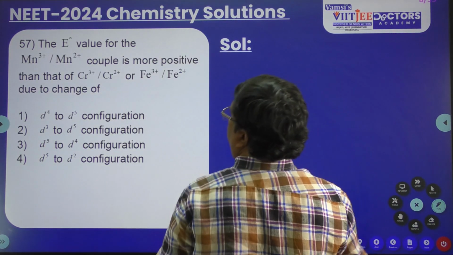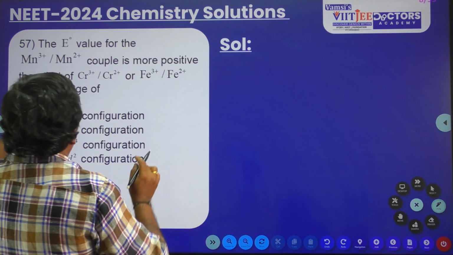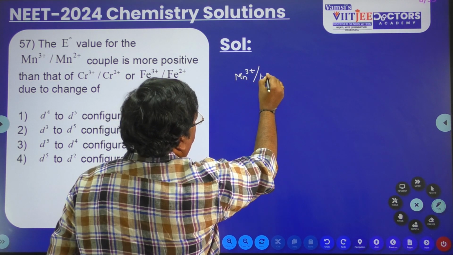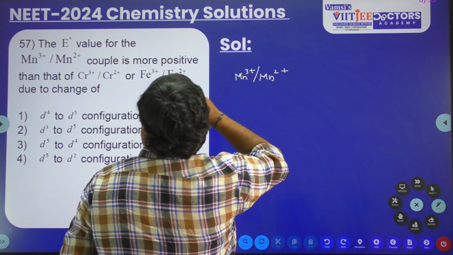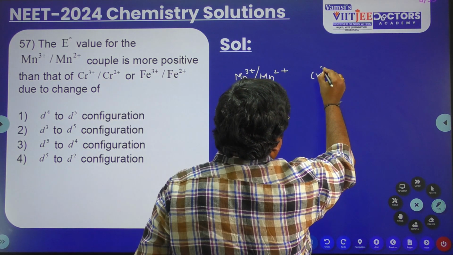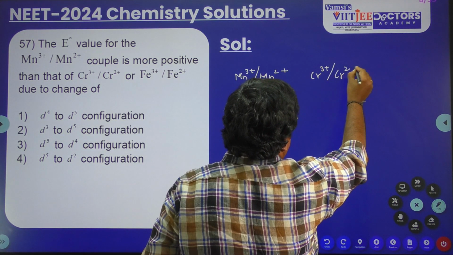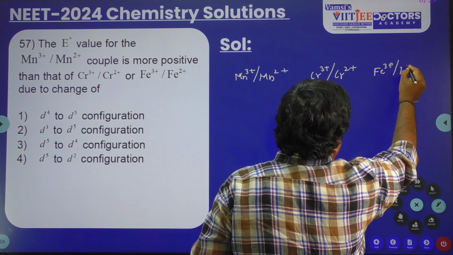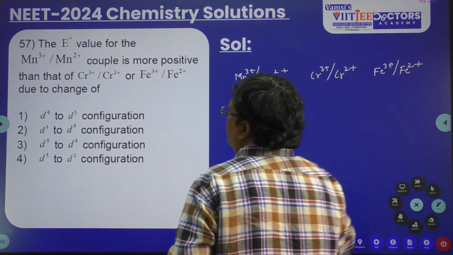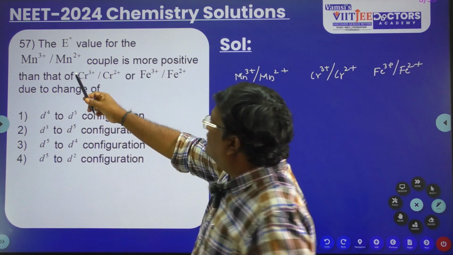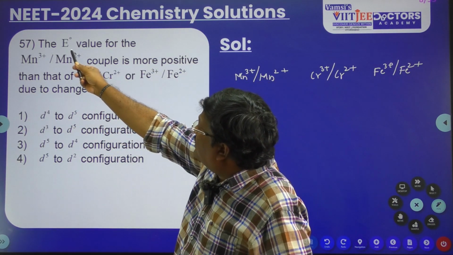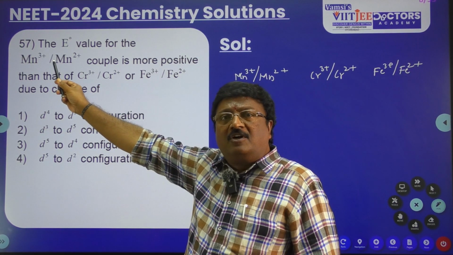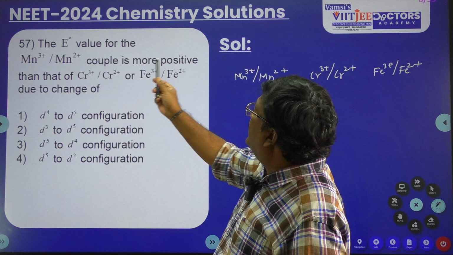And next question. Here Mn+3/Mn+2, Cr+3/Cr+2, and Fe+3/Fe+2 are given. The question is about which couple has the more reduction potential value: Mn+3/Mn+2.